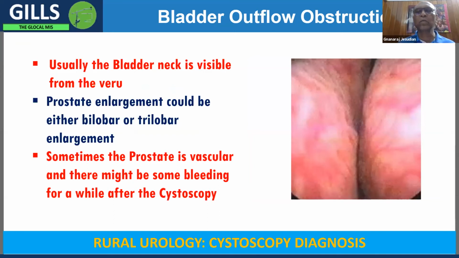And this is how bladder outflow obstruction will look. What you see on either side is the 2 lobes of the prostate. And right on top may be a small area which goes into the bladder neck. This enlargement can also be either bilobar when 2 lobes are enlarged like this, as you see in the picture, or trilobar when the lower portion also bulges. And you need to understand and locate the verumontanum and see how the prostate looks beyond the veru.